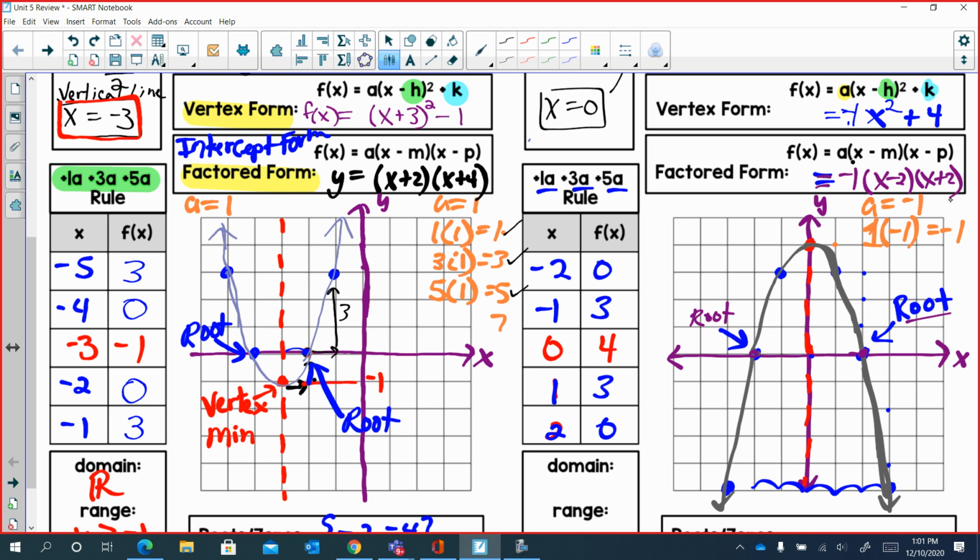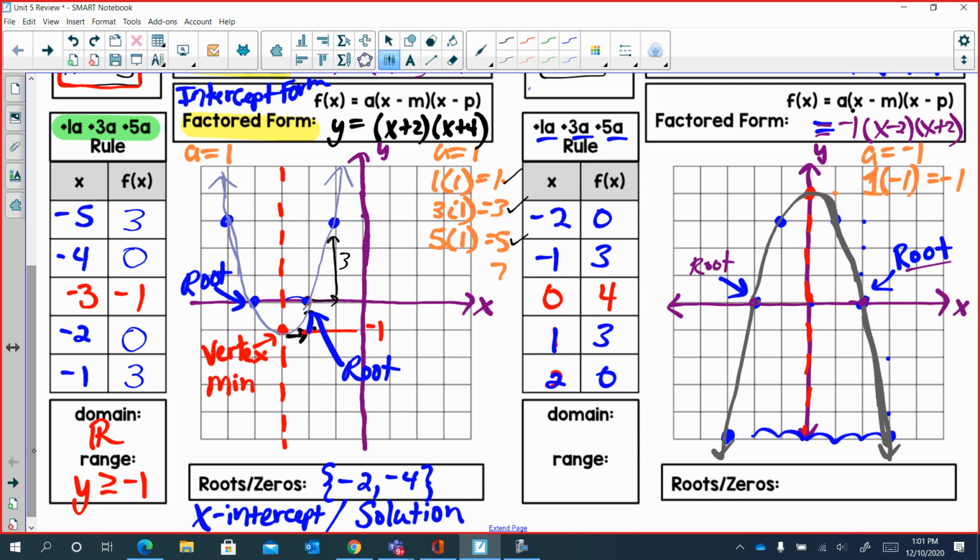What's your question? Okay. Yeah, the order doesn't matter. You could do plus and then minus. All right. So we know this is our domain. Our real numbers, always all real numbers. The range now. Why not greater than? Why is it less than? Probably going down. Because it's going down. Exactly.